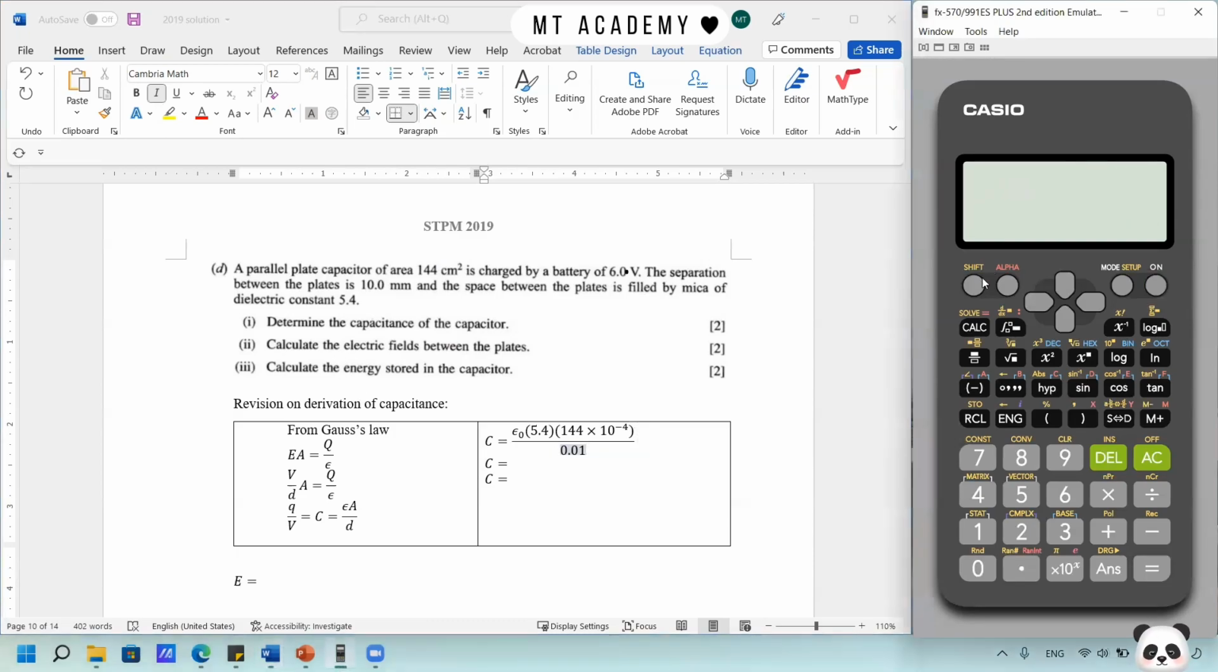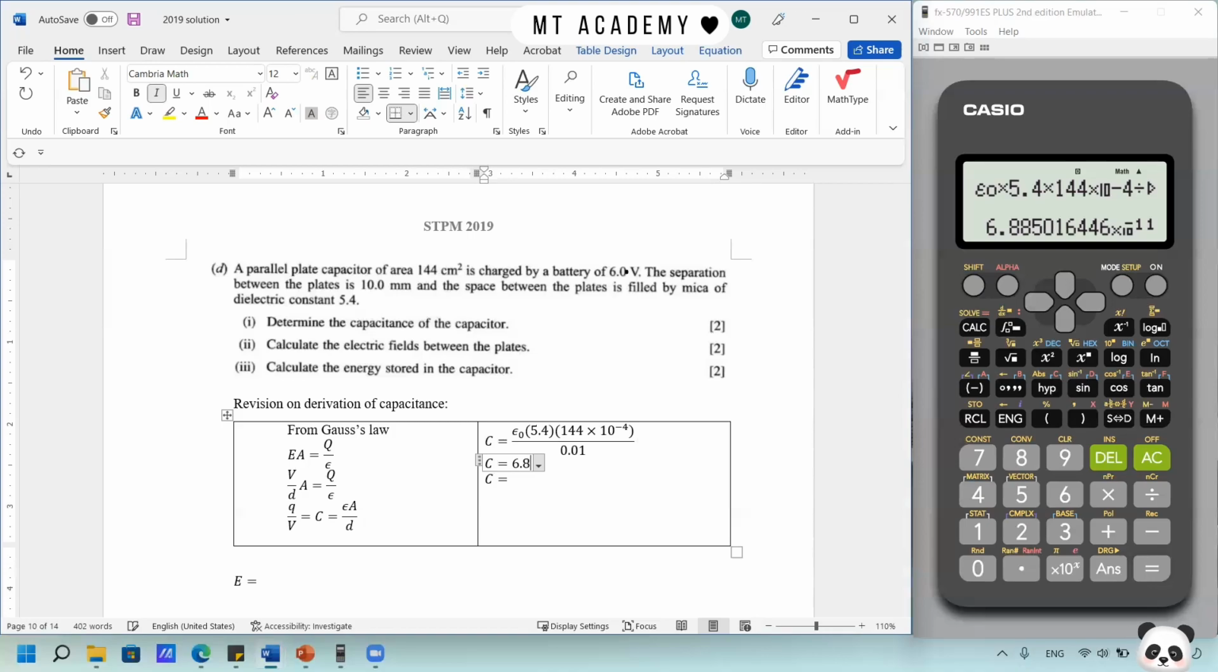So do the calculation: epsilon naught, 8.85 times 10 to the power of -12, multiplied by 5.4, multiplied by the area, divided by 0.01 meter. That would be equal to 6.86 times 10 to the power of -11. The unit for capacitance is farad.